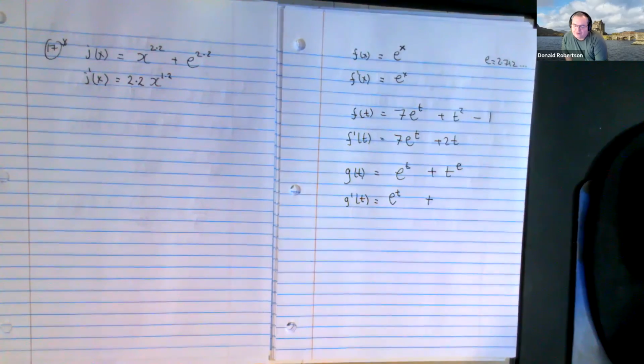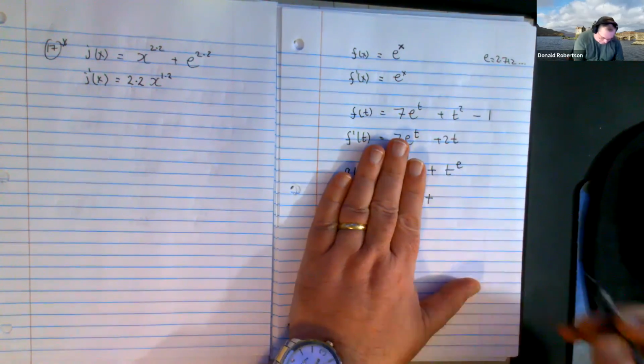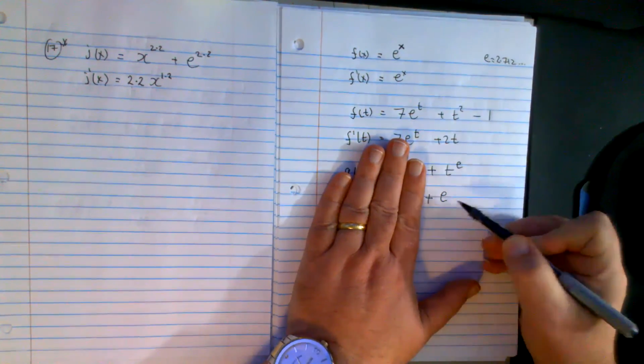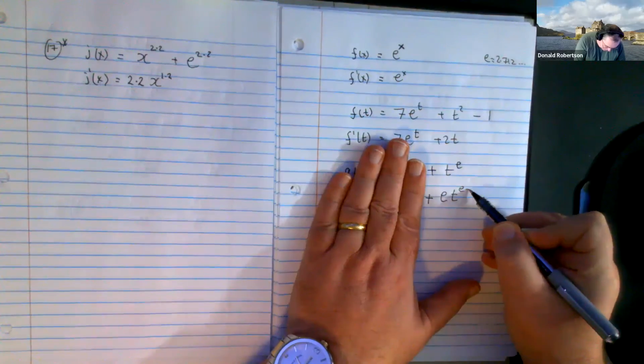What do I write down first? e. Correct. e t to the e minus 1. You nailed it.